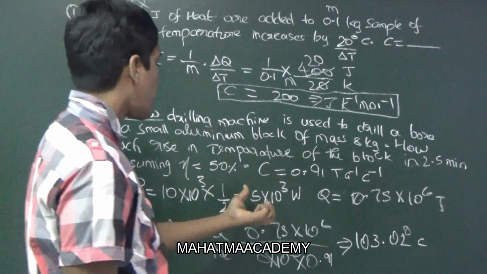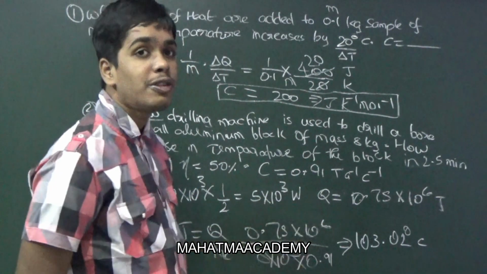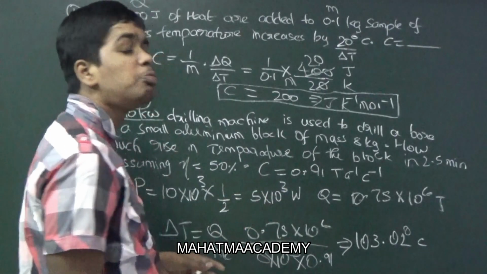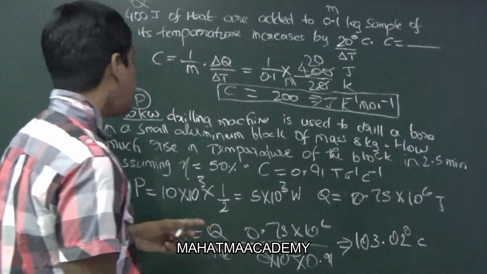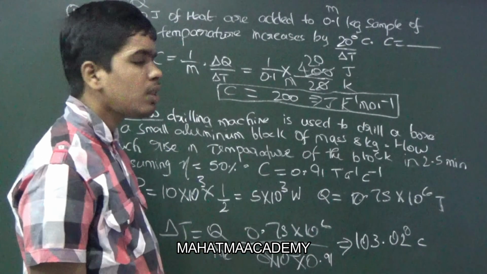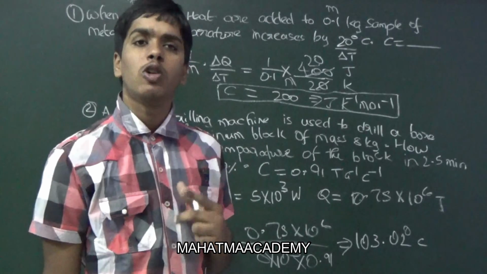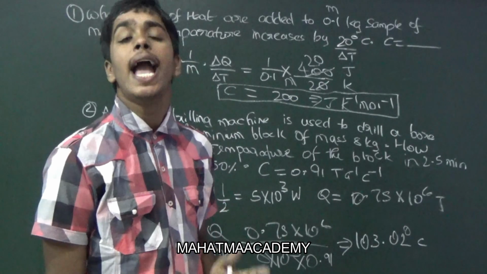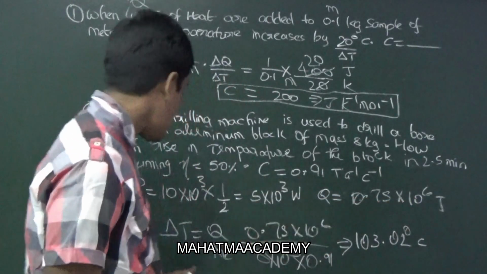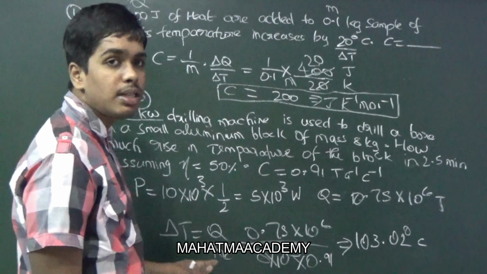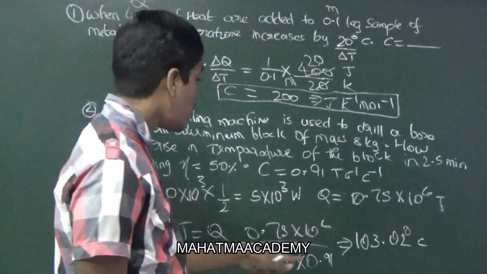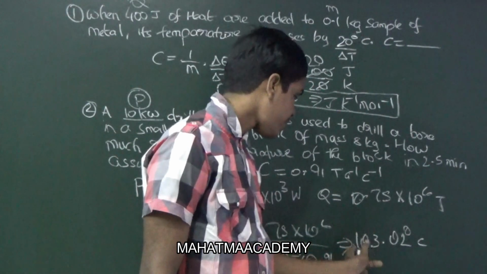Power is equal to energy by time. So energy is equal to power into time. So we can get the energy Q from this. From Q is equal to mc delta T, delta T is equal to Q by mc. From this we can get the answer.